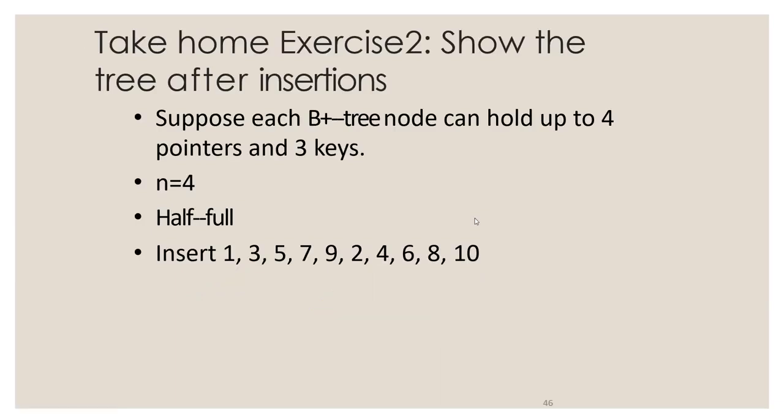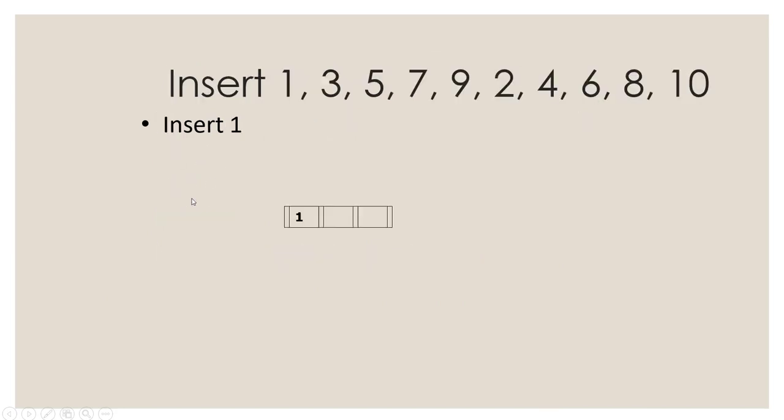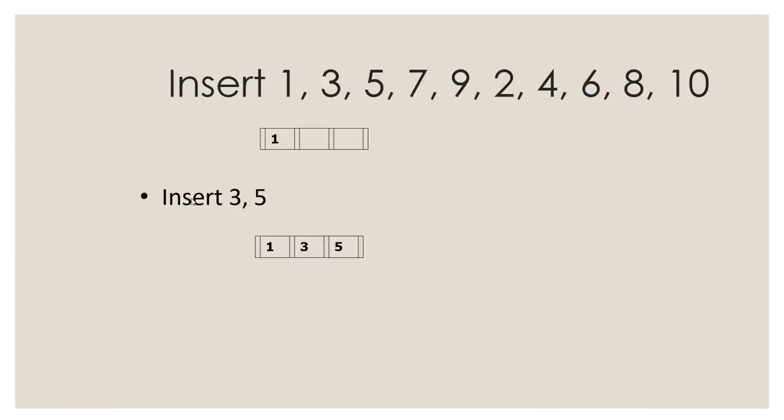So we have the same thing, n is equal to 4. All the leaf nodes should be at least half full. We want to insert these values. Whenever n is equal to 4, we can actually fit 4 keys, right? One less than this one. So 1, 3, and 5. Next value is 7. So we try to fit 7 here. It doesn't work. There's no space.